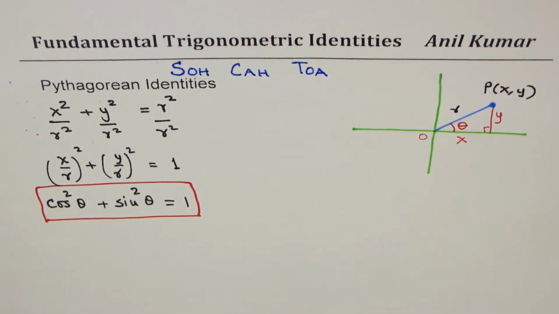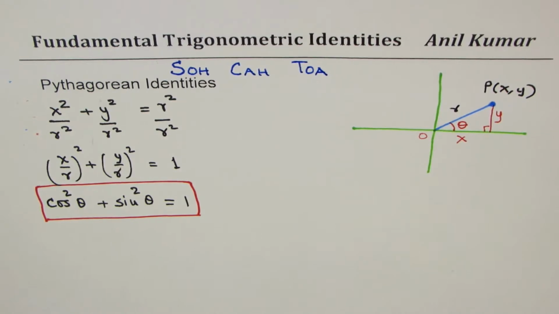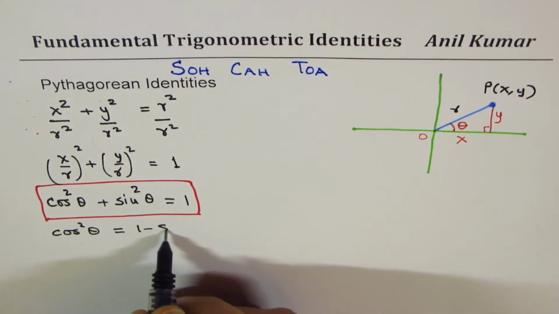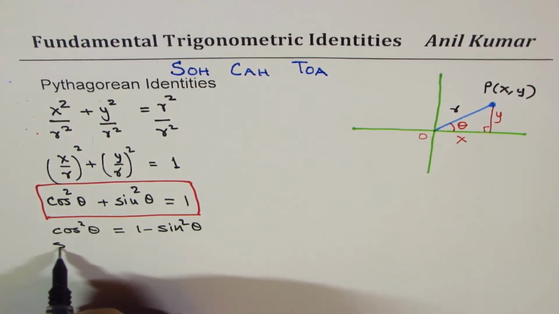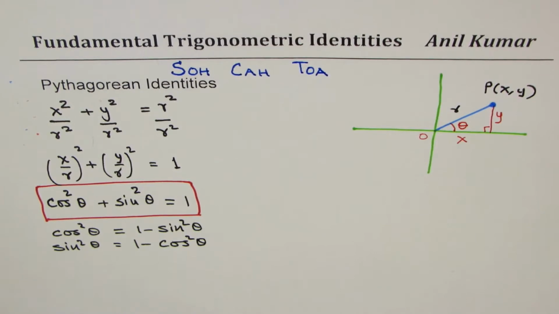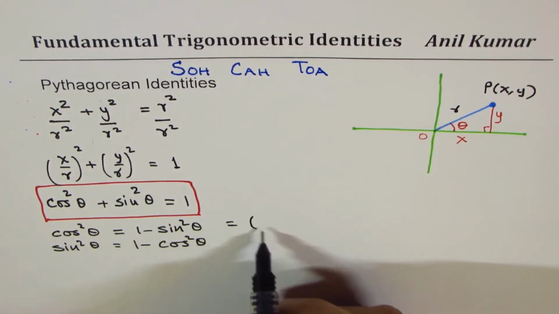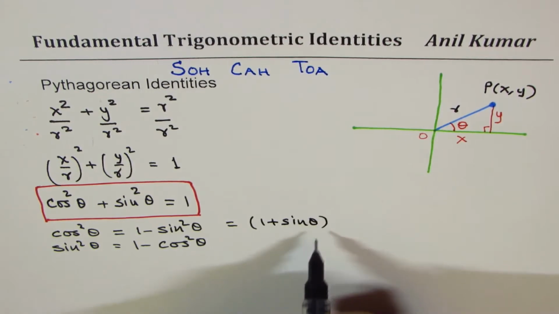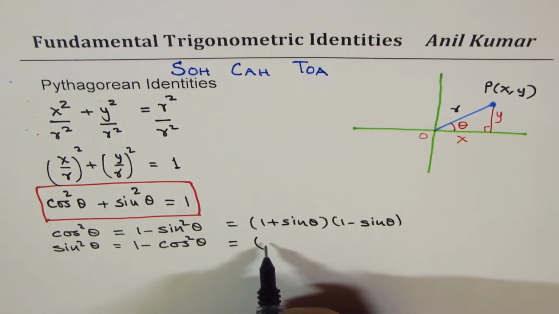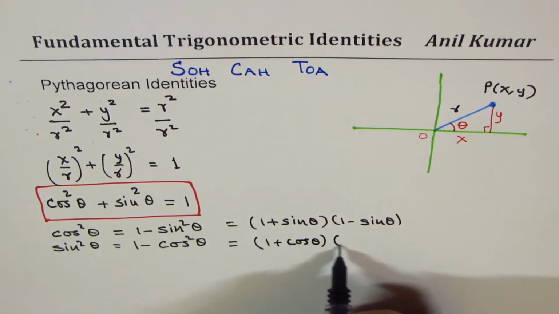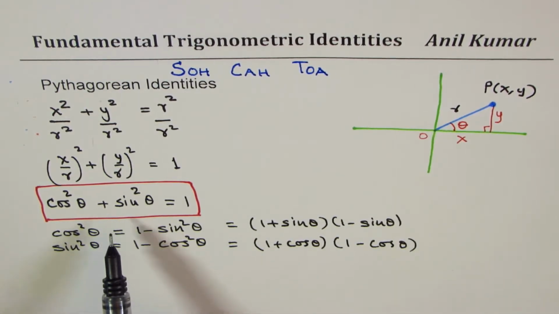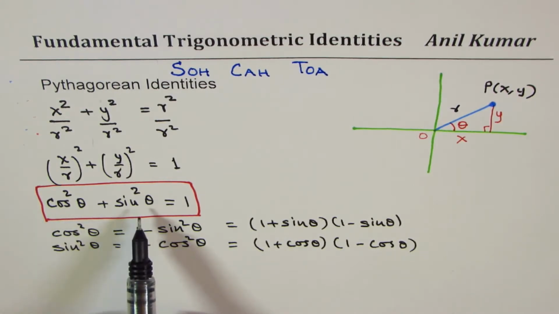Now we could actually rearrange this and use it in different forms. We could write this as cos square theta equals to 1 minus sine square theta. We could also write sine square theta as 1 minus cos square theta, right? You could actually factor them also and write them as 1 plus sine theta times 1 minus sine theta. Similarly, 1 minus cos square theta could be written as 1 plus cos theta times 1 minus cos theta. Right? So all these are derived from the fundamental Pythagorean identity cos square theta plus sine square theta.